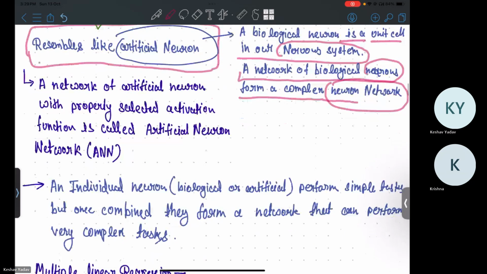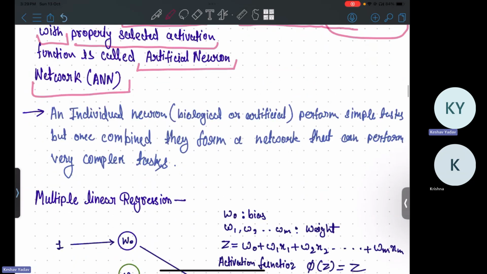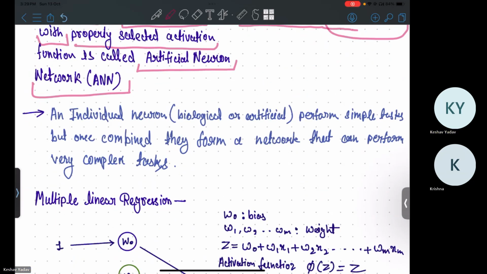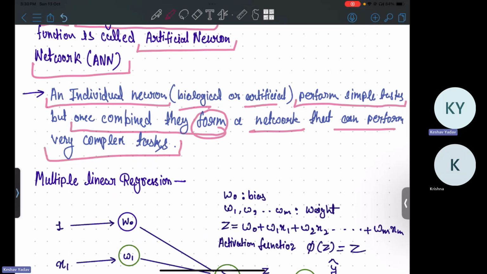Similar to that, a network of artificial neurons with properly selected activation functions is called an artificial neural network, or ANN. An individual neuron, biological or artificial, performs simple tasks, but once combined, they form a network that can perform very complex tasks.